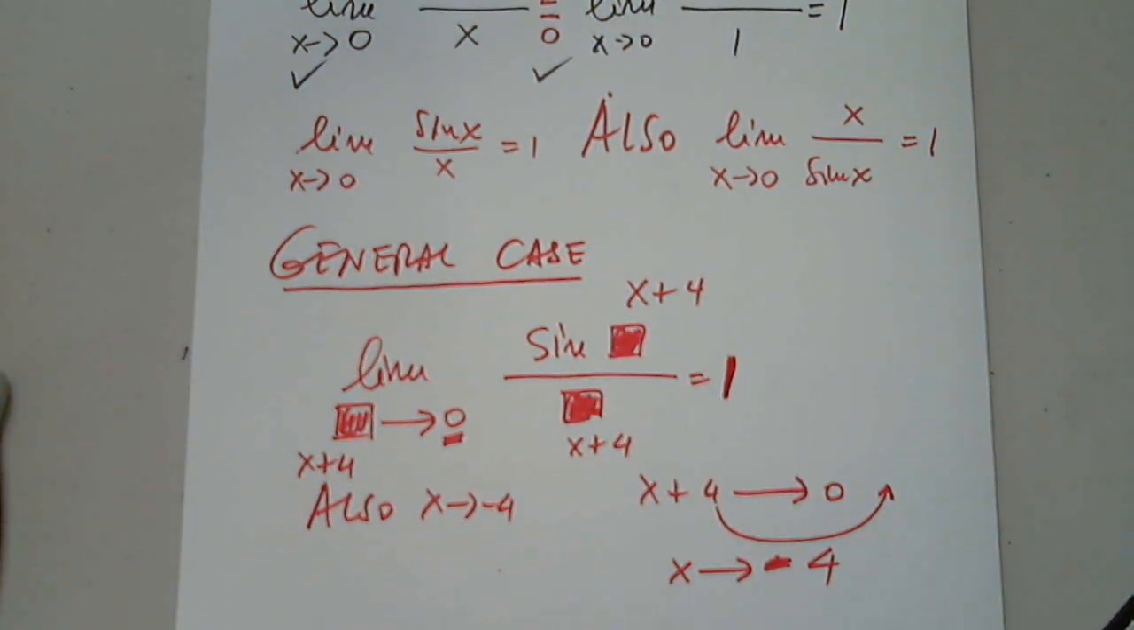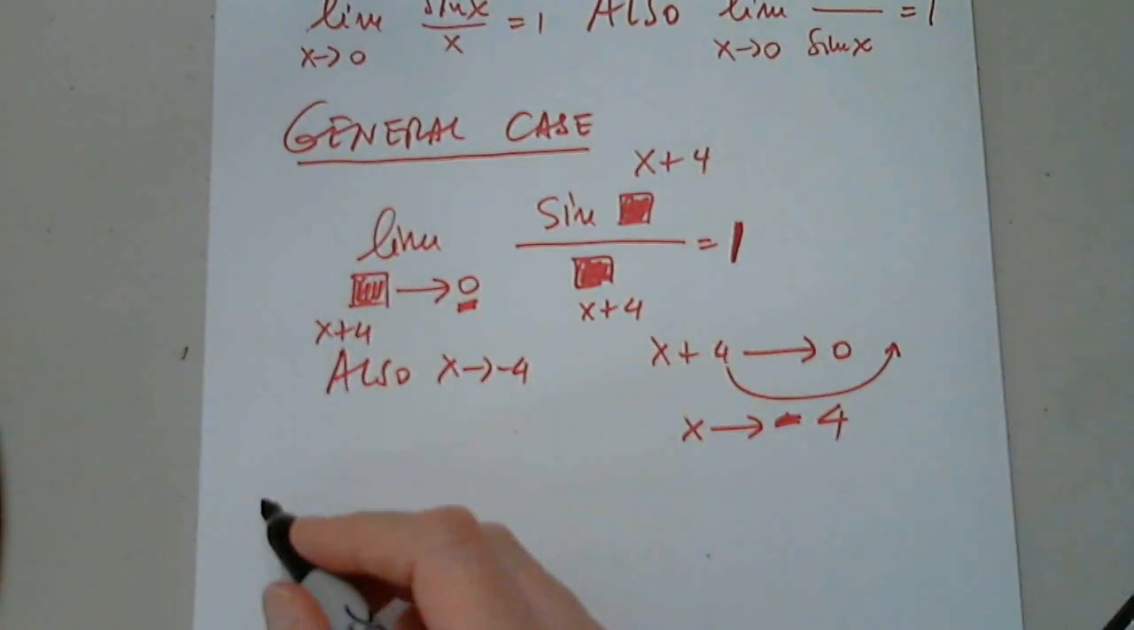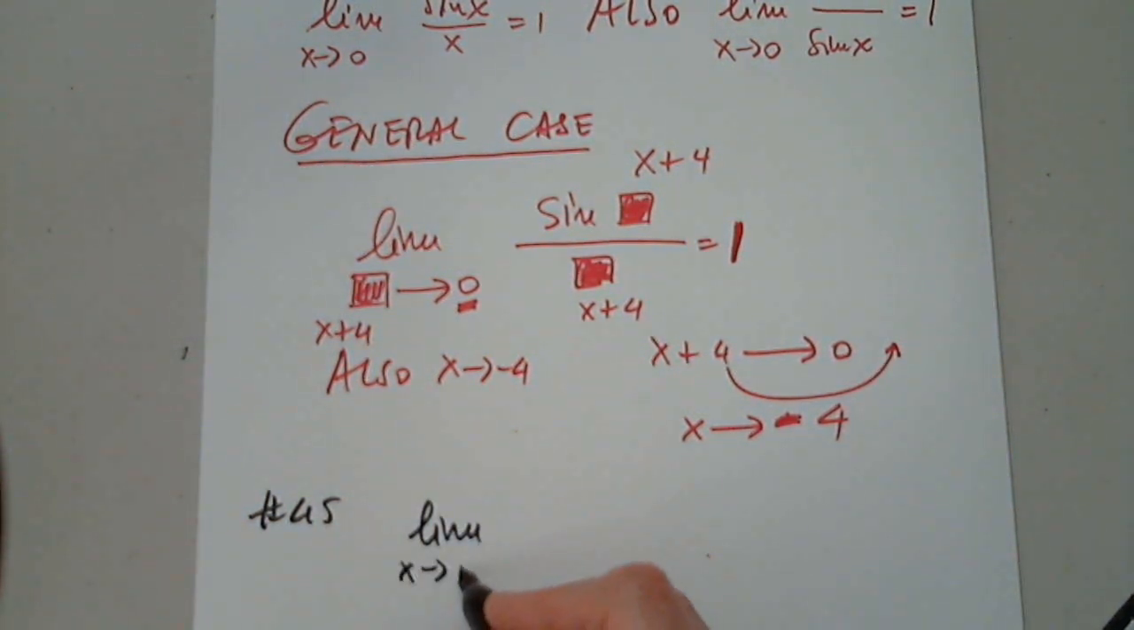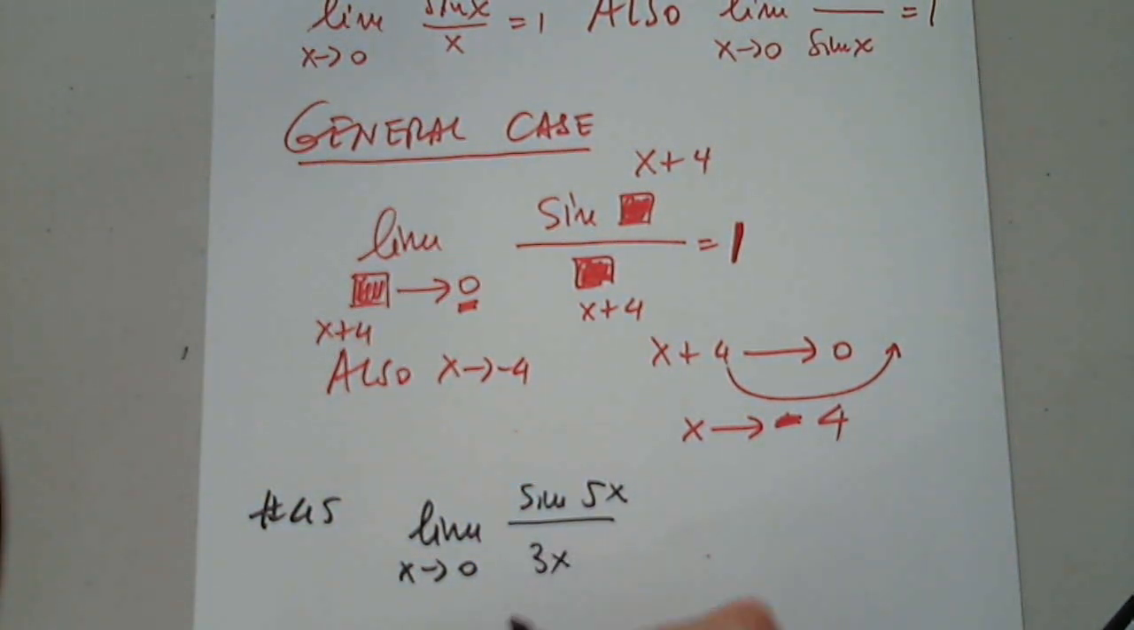So I would like us to look at a couple of limits. Here they are. So I would like to start even with 45. So I'm going to copy 45. Here's the first one. So x approaches 0, sine 5x over 3x.